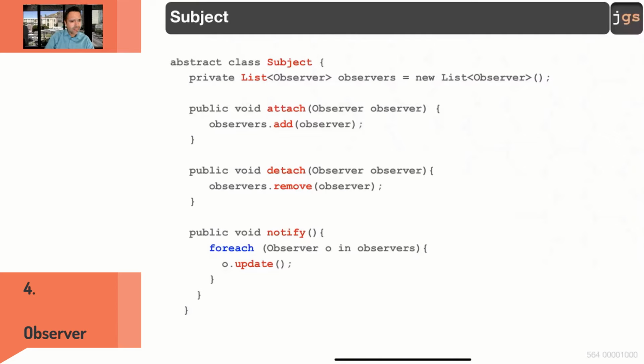Now, the subject, what can you tell me about the subject? Let's see, it's a class. We have here a data structure. A data structure, did you notice it's a list? Do we understand that part, right? It's just a list, a data structure. A list of what? A list of observers? Why do I need a list of observers in the subject class?